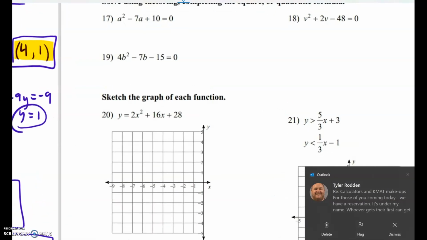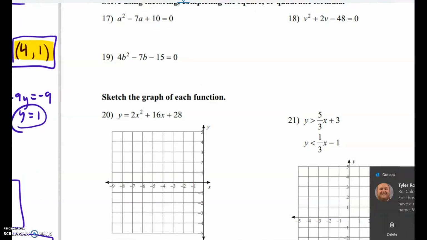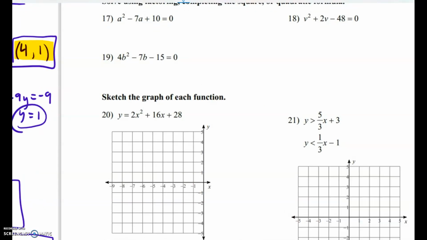Number 17 looks like I should be able to factor it, so I'm going to go with that. Okay, so I'm going to set up my parentheses. To get a squared, it'd be a times a. Factors of 10, that can give me negative 7. It's going to have to be a negative 5 and a negative 2. Those multiply to get positive 10, but add to get negative 7. Now, since I'm solving, I can't stop there. I've got to find the solutions.